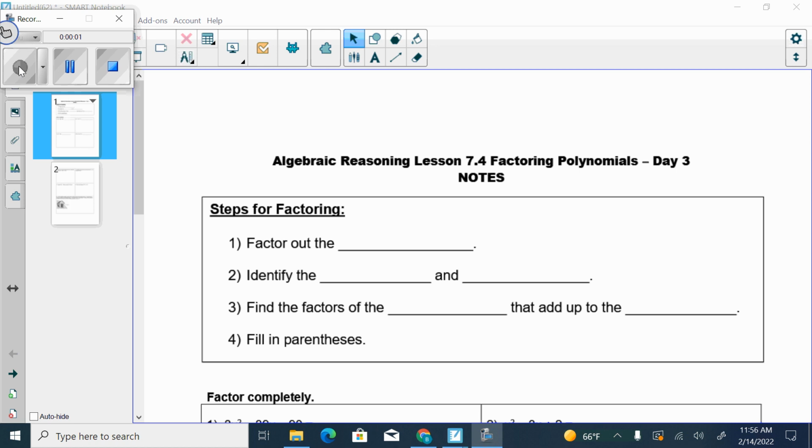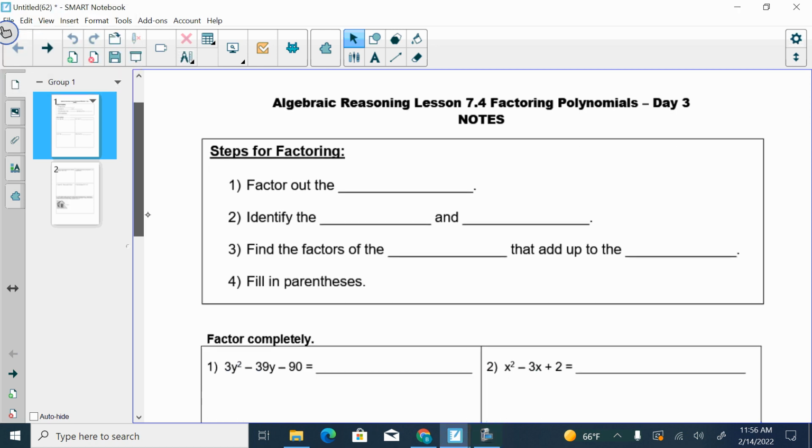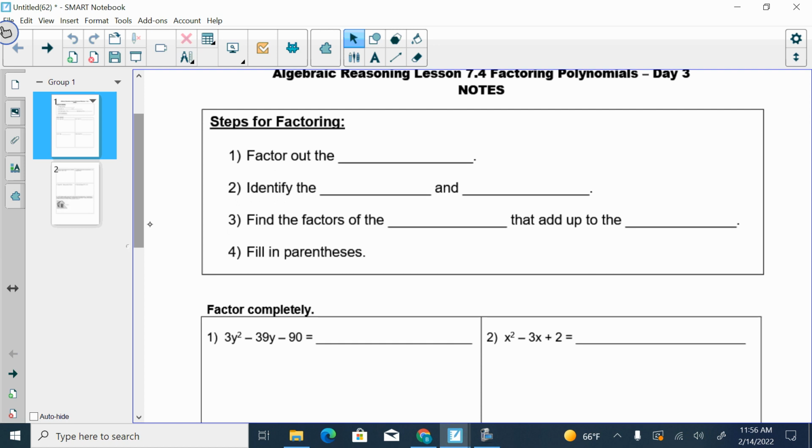Quick review of the steps that we follow when we are factoring. So whenever we factor, what's the first thing that we always take out, if there is one? Very good. So we always factor out that GCF for step 1, right? Okay, and then once we have factored out the GCF, we have to identify 2 things in the equation. What do we look for? What are those 2 numbers that we look at? Sum and product. Very good.